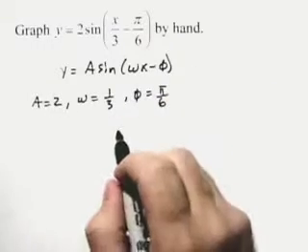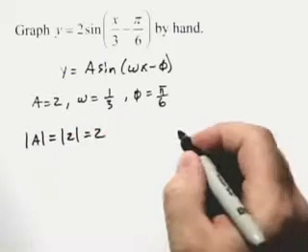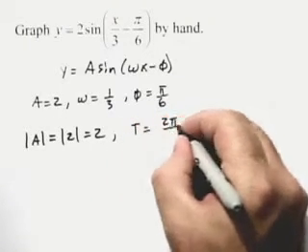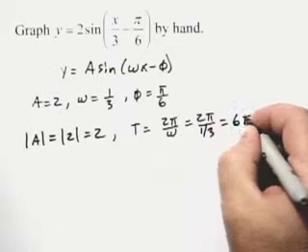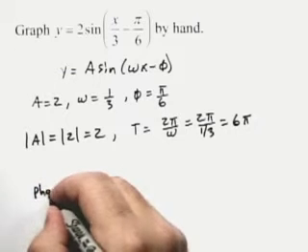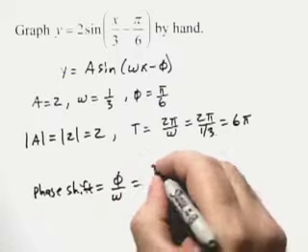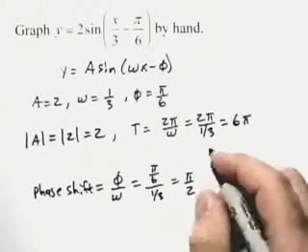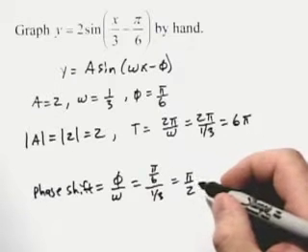So the graph is a sine curve with amplitude, the absolute value of a, which is the absolute value of 2, which is equal to 2. We'll have a period of 2 pi divided by omega, so 2 pi divided by 1/3, which is 6 pi. Then we'll get a phase shift of phi over omega, so pi over 6 divided by 1/3, which is equal to pi over 2. So we've got an amplitude of 2, a period of 6 pi, and a phase shift of pi over 2.